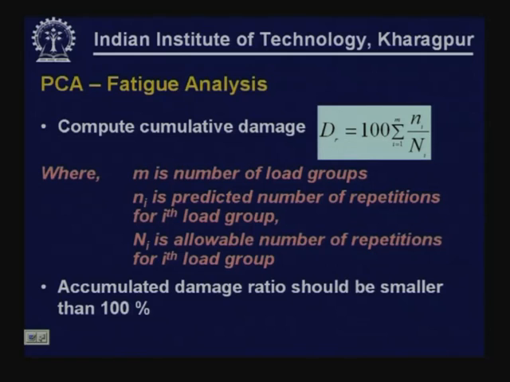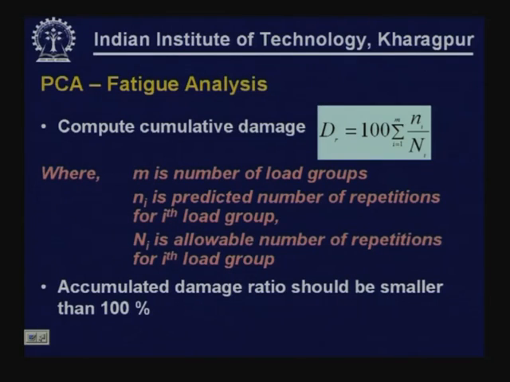The fatigue damage is computed using this expression, where Dr is the damage caused to the slab, the cumulative damage, given as the sum of n_i divided by capital N_i, where i varies from 1 to m. In this, m is the number of load groups. Suppose you have the axle load data and you have grouped it into m groups, group 1 being say 0 to 4 tons, group 2 could be 4 to 8 tons, whichever way you classify it, you have 8 load groups.